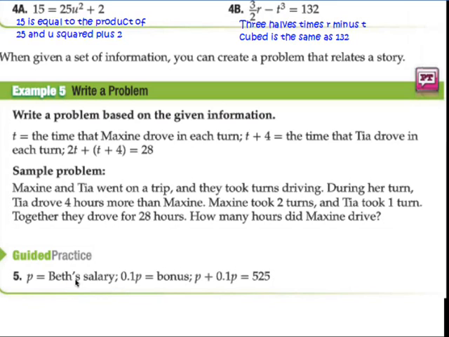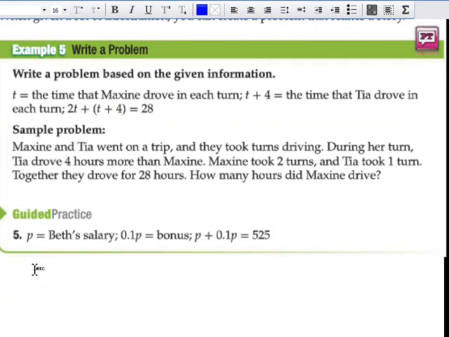So if I tell you that Beth's salary is P, and her bonus is 0.1 P, how could you take this equation and turn it into a problem? You know, you could put a variety of things. If you want to pause the video and try to answer that on your own or write one out and see what you get, that's fine. Go ahead and pause the video now. I'm going to share with you my answer.